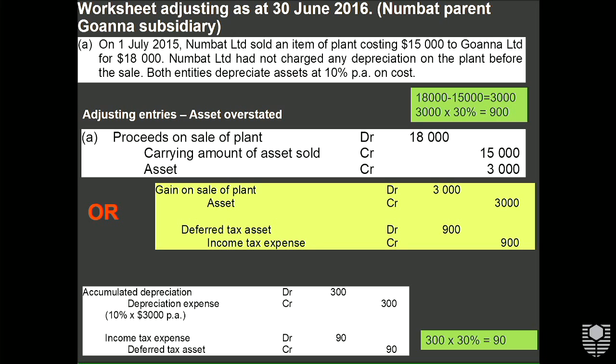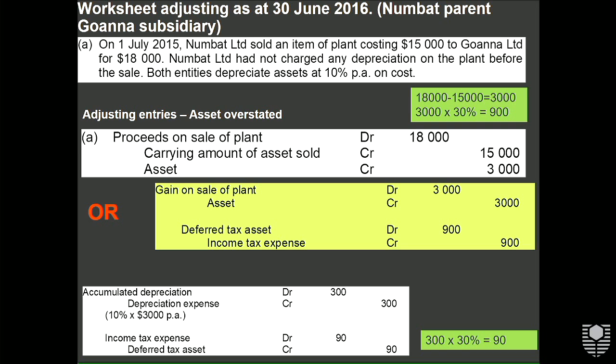The carrying amount of the asset sold is the original cost of 15,000, and then we're going to credit the asset account as well, because it's sitting in there at 18,000 and we need it to be sitting in our books at 15. So when we get to the end with our group, we need that asset to be at original cost, which was 15,000. So we eliminate that out. Alternatively, if you've got different accounts that you're using, you can eliminate the gain on sale of plant by 3,000, because you haven't made a gain, and adjust the asset by the 3,000.